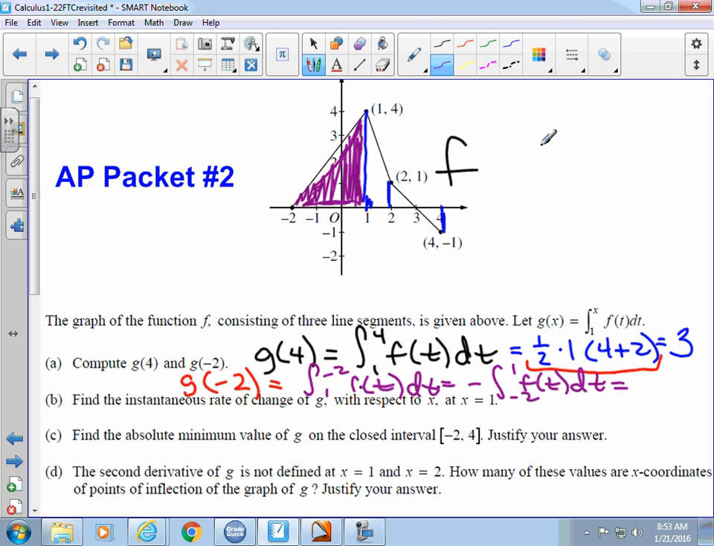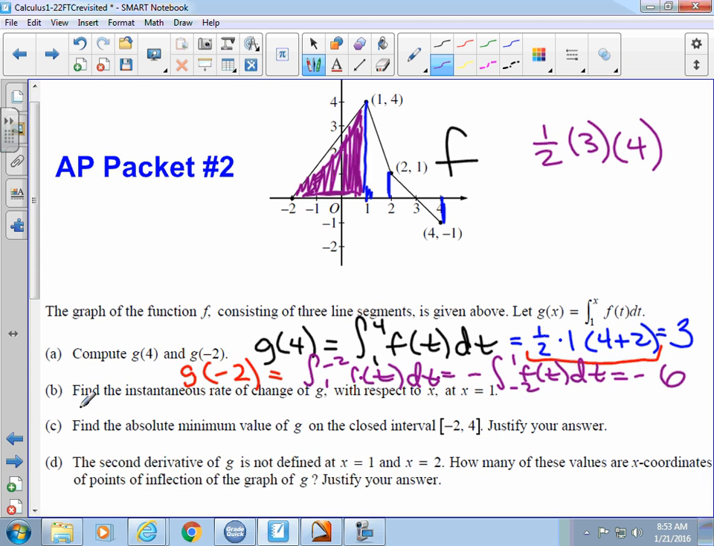So I get 1/2 base times height. The base is 1, 2, 3 units. The height is 4 units. Does everyone see where I'm getting that? It is negative because I went backwards. So negative 6. Again, you could leave it as 1/2 times 3 times 4 if you felt like it. Okay, any questions about that one?